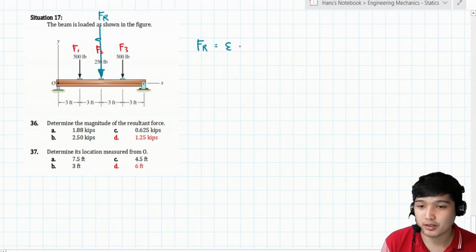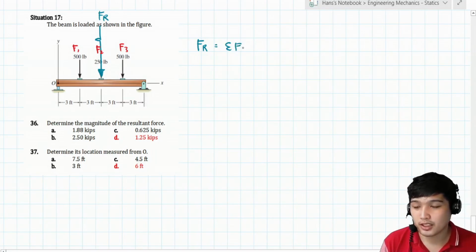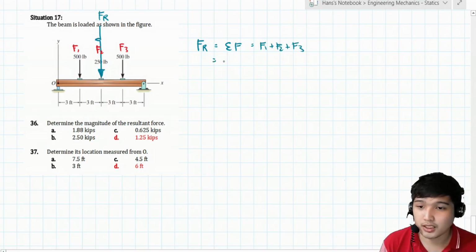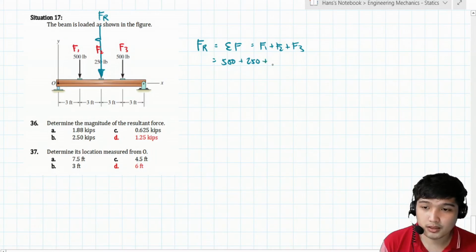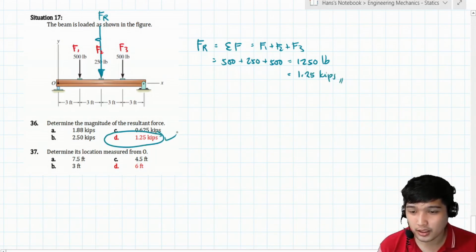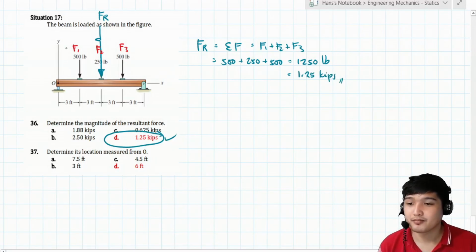So, FR, summation ng mga F. So, in this case, lahat sila downward. So, hindi na natin kailangan mag-present ng direction. So, this one magiging F1 plus F2 plus F3. So, magiging 500 plus 250 plus 500, edi 1,250 pounds or in kilopounds, divide by 1,000, 1.25 kilopounds. Okay, so that is what? Letter D, correct. Napakabilis lang.